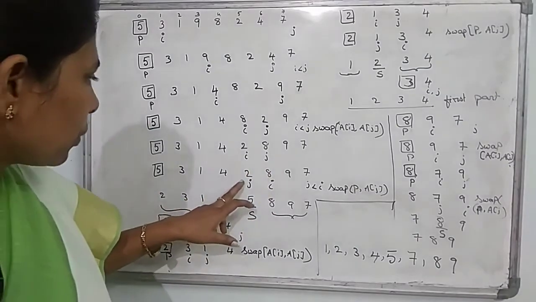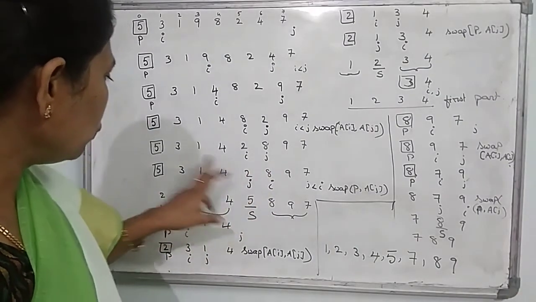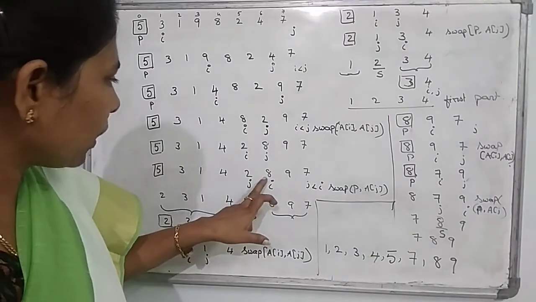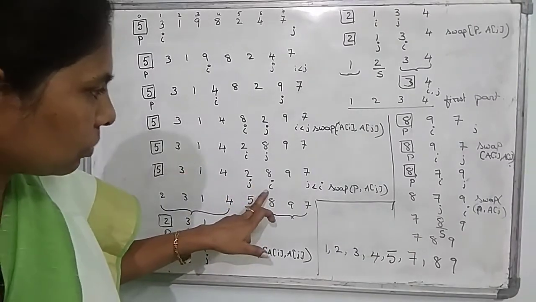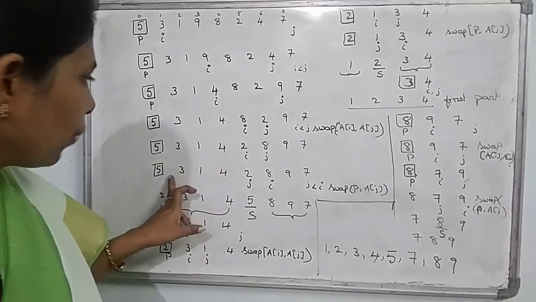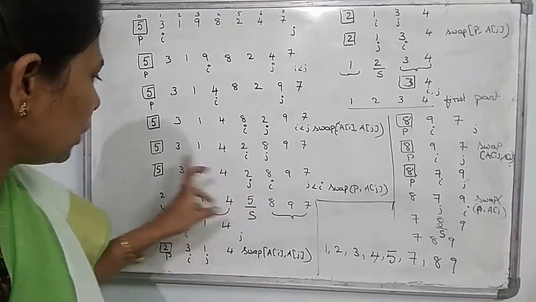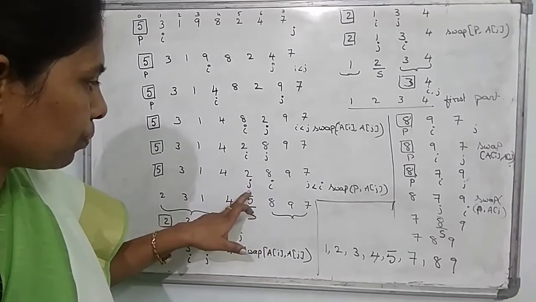So again you can do the process. And 2 less than 5, so skip that one. And 8 greater than 5, so I change this portion. 8 greater than 5, so you can skip that one. And 2 less than 5. Now j comes to this portion.